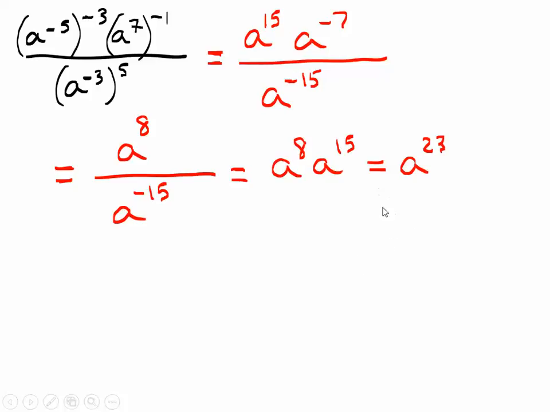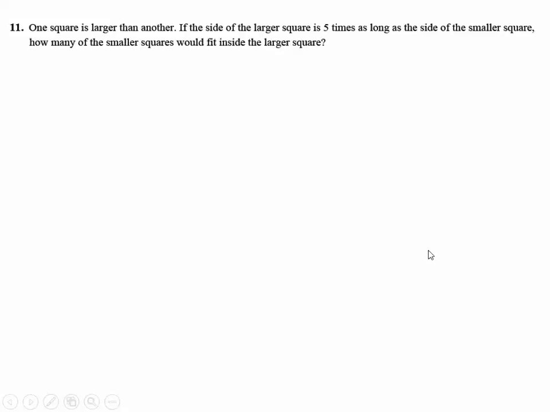All right, and then just some application questions just real quickly here. Number 11, number 12 has to do with this whole concept of variables, looking at variables, what do they mean, and at the same time dividing variables with variables. So one square is larger than another. If the side of the larger square is 5 times as long as the side of the smaller square, how many of the smaller squares would fit inside the larger square?